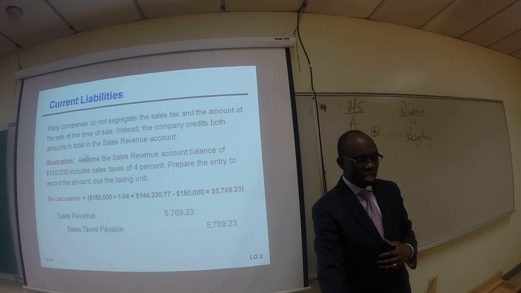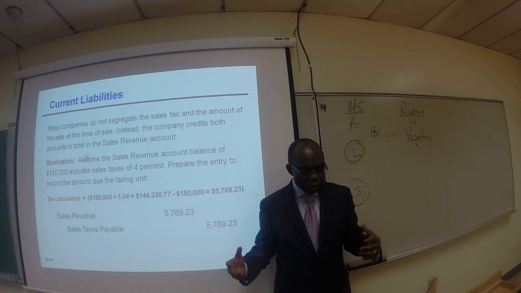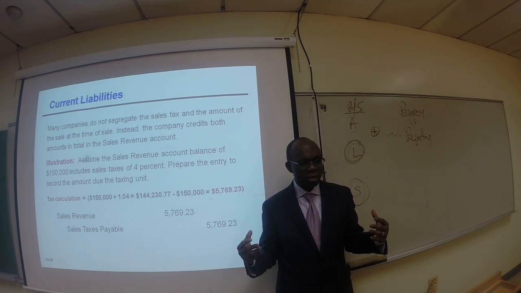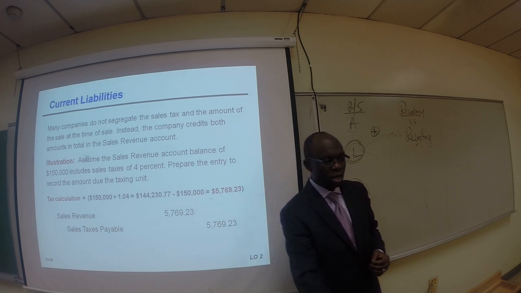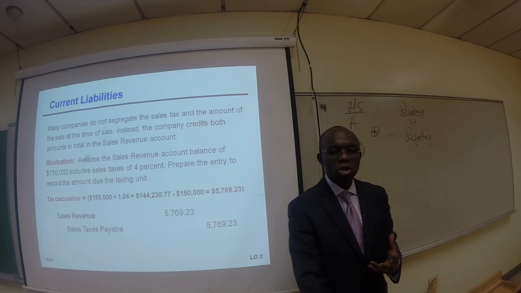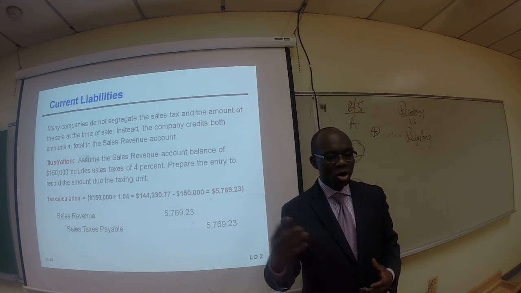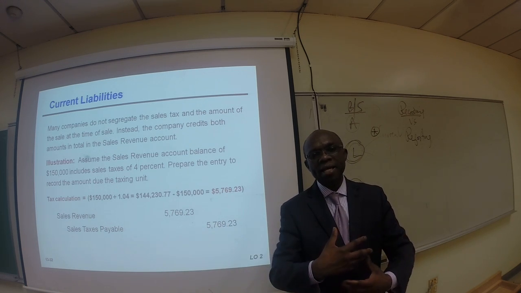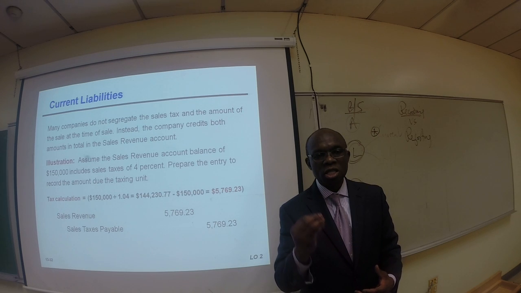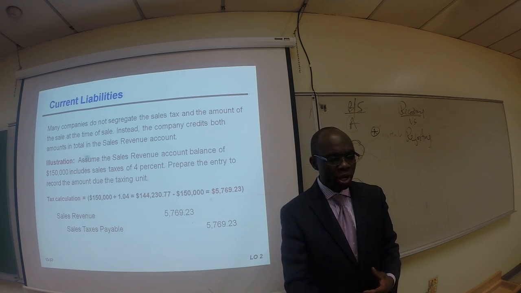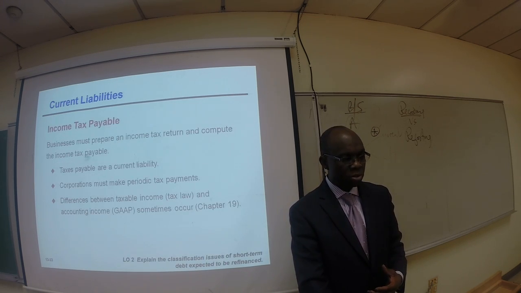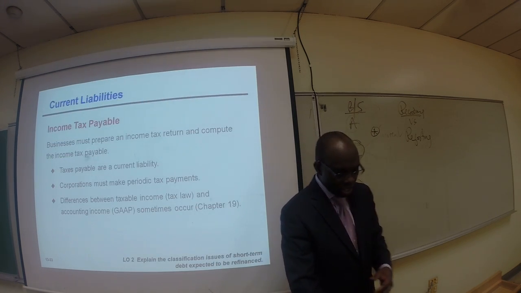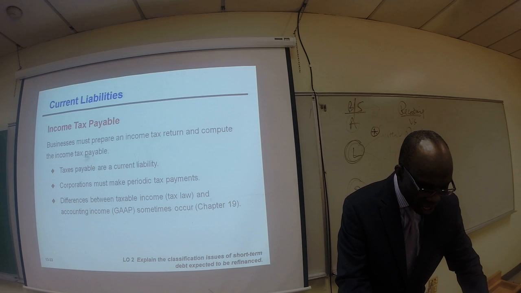Now, here is another situation. Some companies actually receive the total amount and debit their cash and credit their sales revenue for the total amount. At the end of the accounting period, they make an adjustment to back out the sales tax component of the total amount. All right. So moving along, let's take a look at another example: income tax payable.